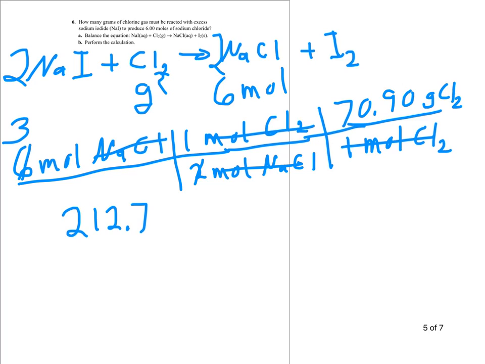Our original problem said that was actually 6.00 moles. I only wrote down 6. 6.00 is 3 significant figures, so we'll round to 3 sig figs at 213 grams of chlorine gas needed.